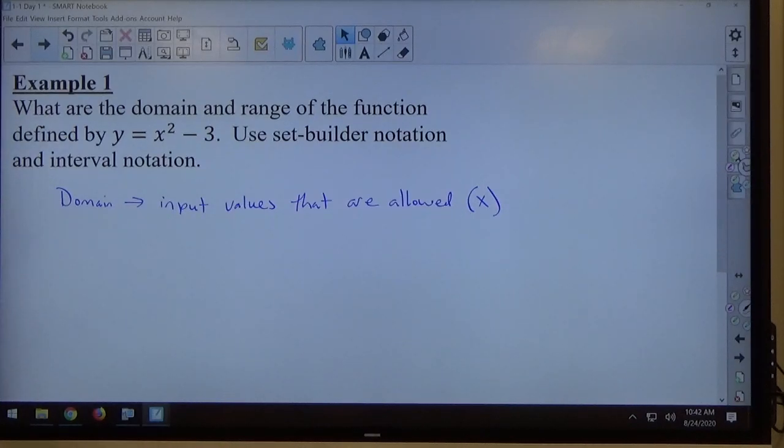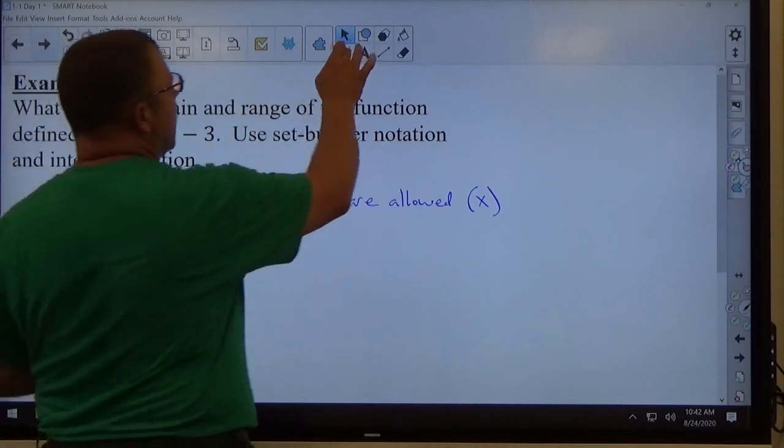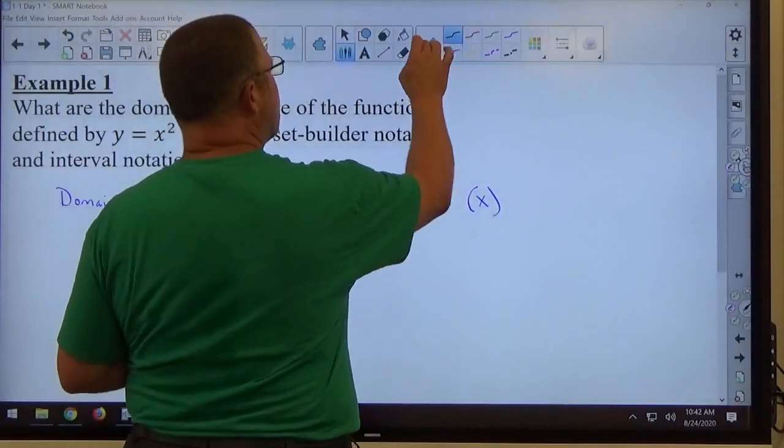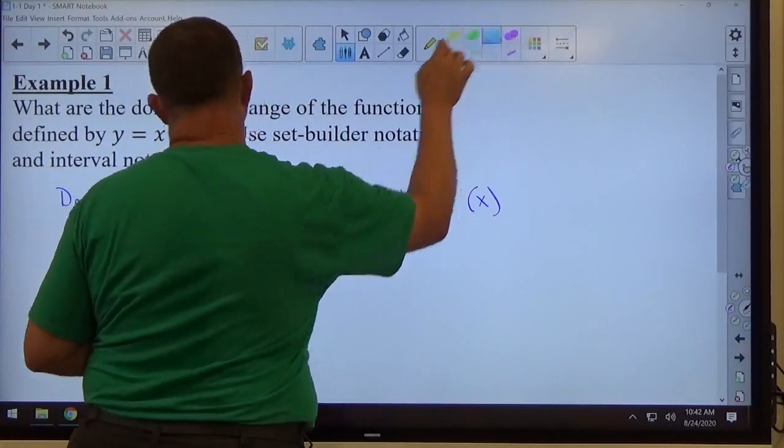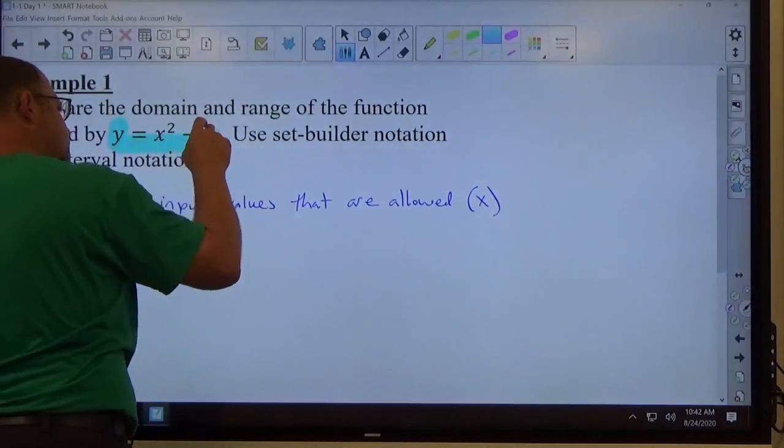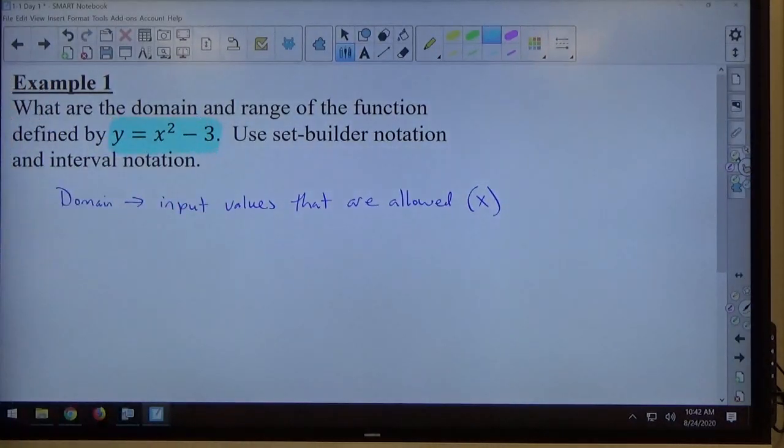Okay, if we're dividing and x is on the bottom, we can't divide by 0. So again, a domain allowance situation would be if we're dividing by something, we cannot divide by 0. So what values would make the bottom equal to 0? When we have an equation like this, y equals x squared minus 3, I'm just looking at the x and asking myself what's happening to x.